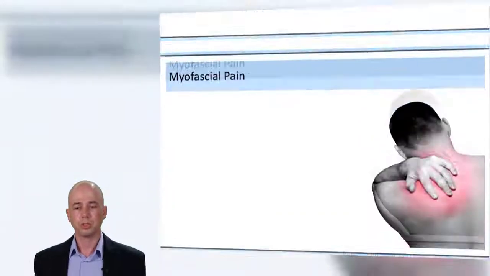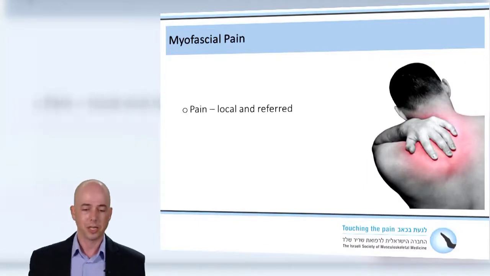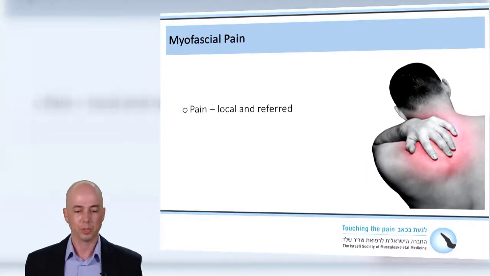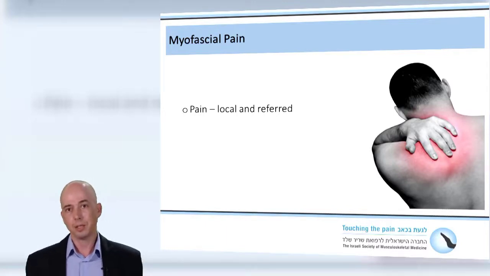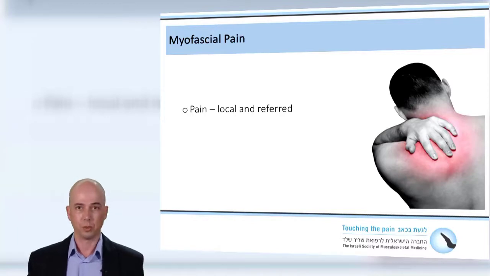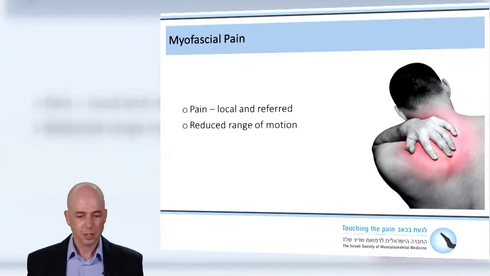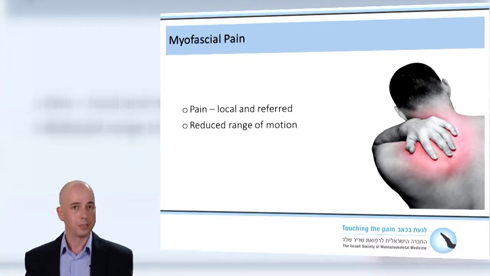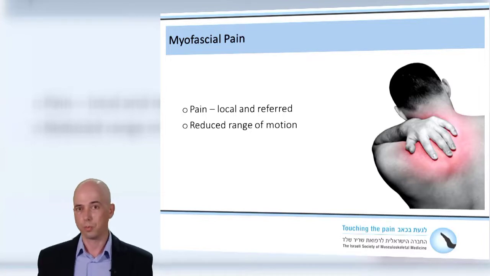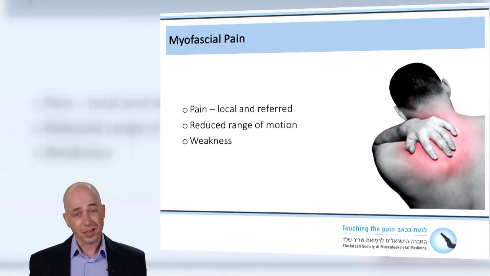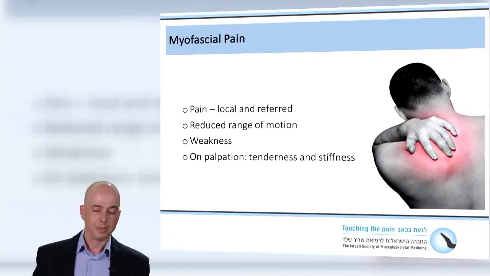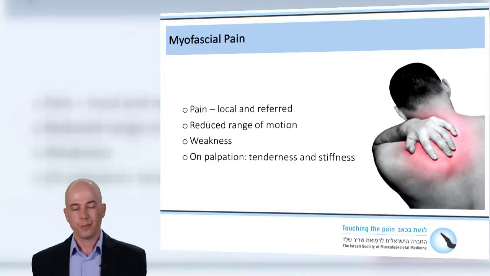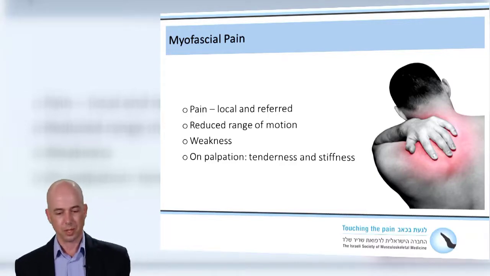Now, in previous talks, we saw that myofascial pain is characterized by several points. First, and maybe most important, is pain. Pain can be localized in the involved muscle, and it can also be referred to distal areas. The second is that the involved muscles show a reduced range of motion, and they're also weaker than normal muscles. And on palpation, the muscles feel stiff and they are tender to the touch.